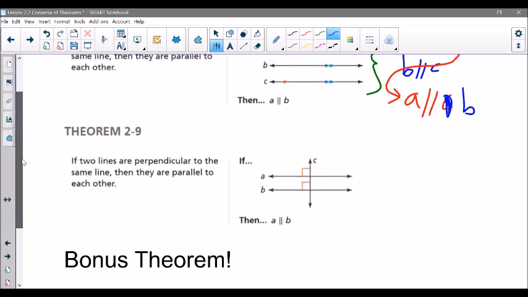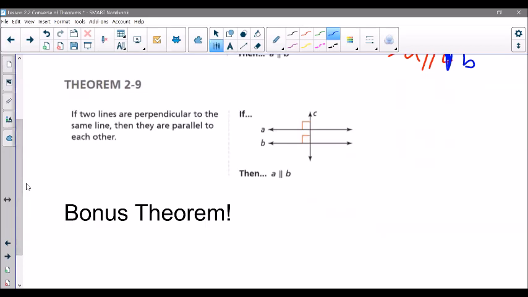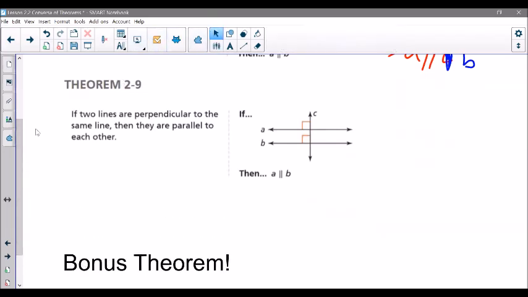All right, so theorem 2.9, kind of the same thing, except instead of parallel, it's perpendicular. So if two lines are perpendicular to the same line, we have a symbol for perpendicular we haven't covered yet. If two lines are perpendicular, so that means they intersect at a 90-degree angle, then that means they're parallel to each other.